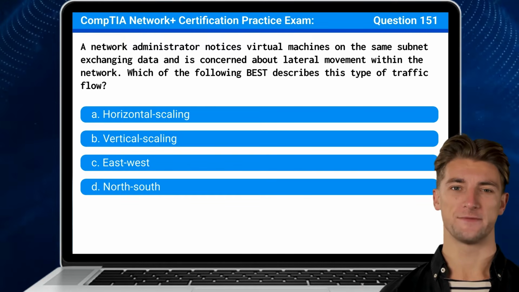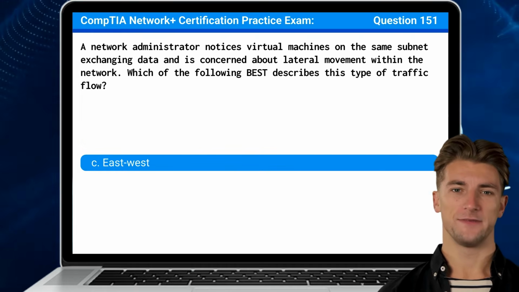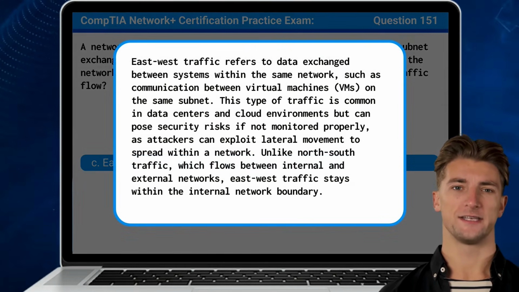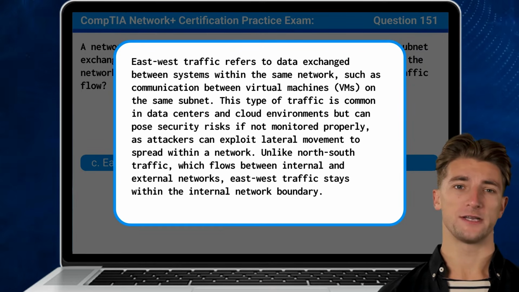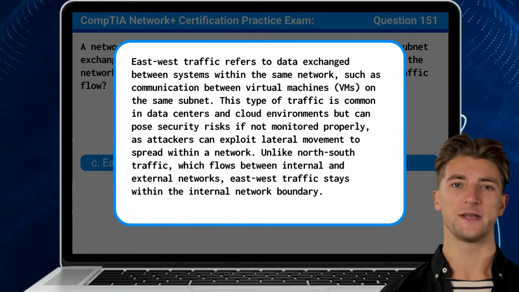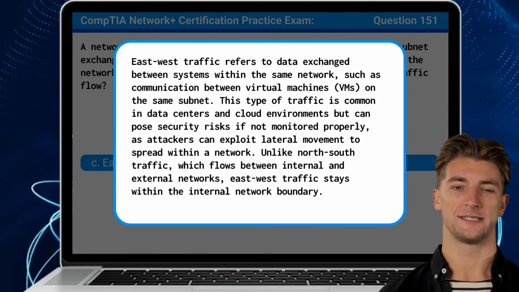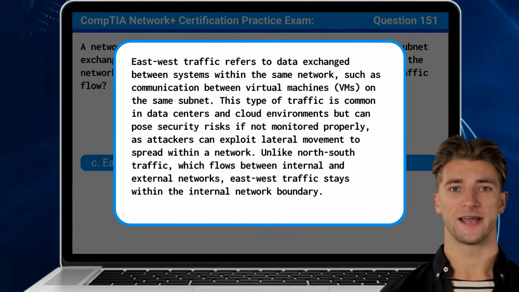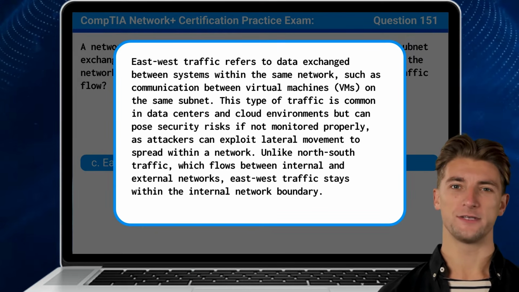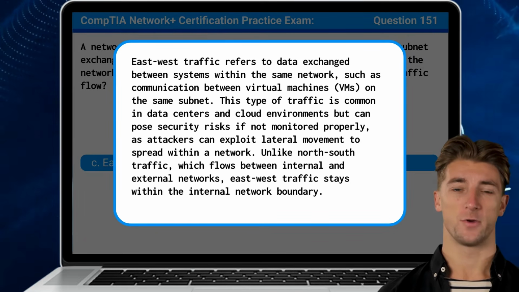The answer is C. East-west. East-west traffic refers to data exchange between systems within the same network, such as communication between virtual machines on the same subnet. This type of traffic is common in data centers and cloud environments but can pose security risks if not monitored properly, as attackers can exploit lateral movement to spread within a network. Unlike north-south traffic, which flows between internal and external networks, east-west traffic stays within the internal network boundary.